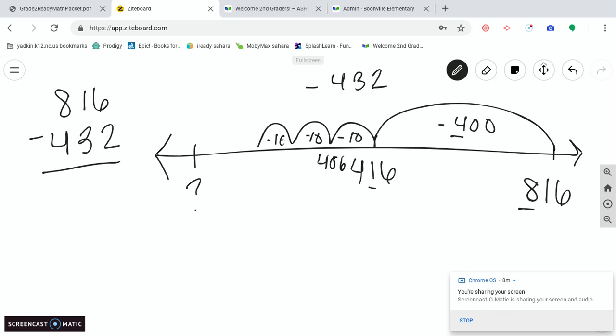If you have 406 and you take away a 10, you have 396, right? Because you actually had to go into that next 100. Then if you take away another 10, you have 386. Okay, so I've taken away 400. I've taken away 30. Now I take away 2 more. And 386 minus 2 would be 385, 384. So my answer is 384.